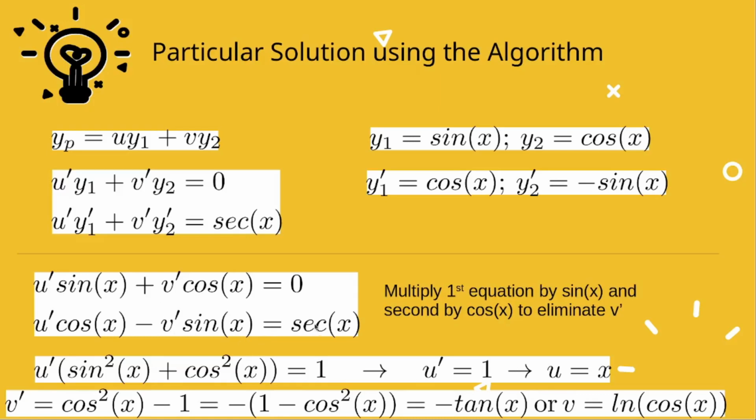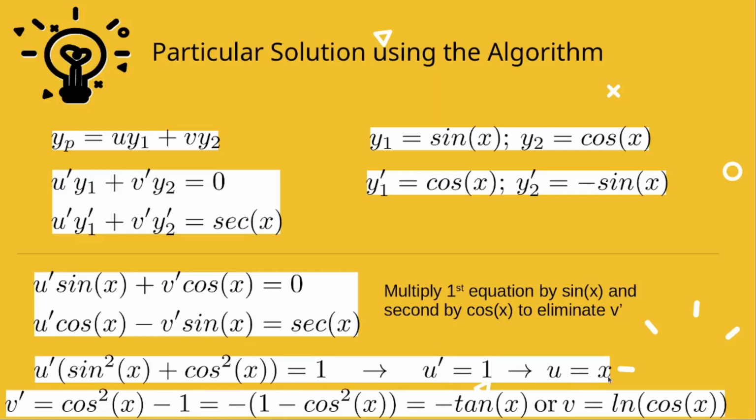And then what I can do is multiply the first equation by sine x and the second equation by cosine x to eliminate this v'. So this will be sine x cosine x, this sine x cosine x. Of course, these two terms will be sine squared x and cosine squared x. And if I sum it, I get u' times sine squared x plus cosine squared x is equal to 1, which implies u' is equal to 1.